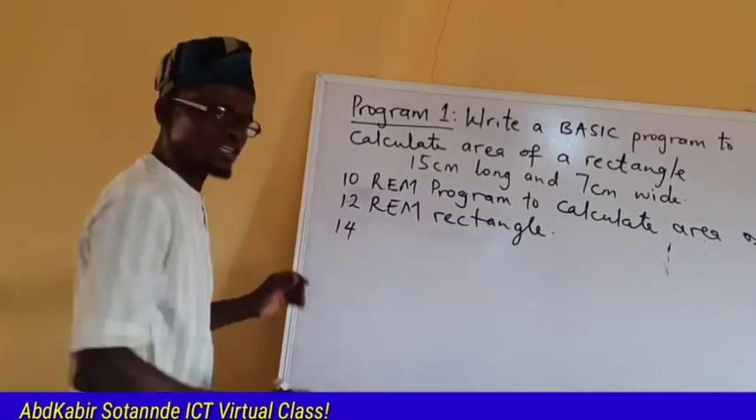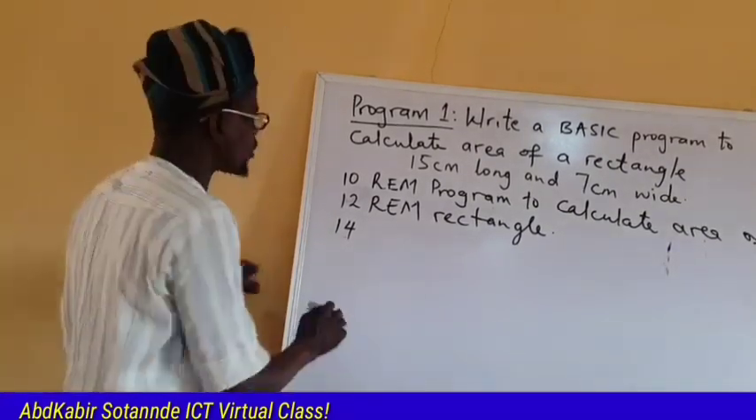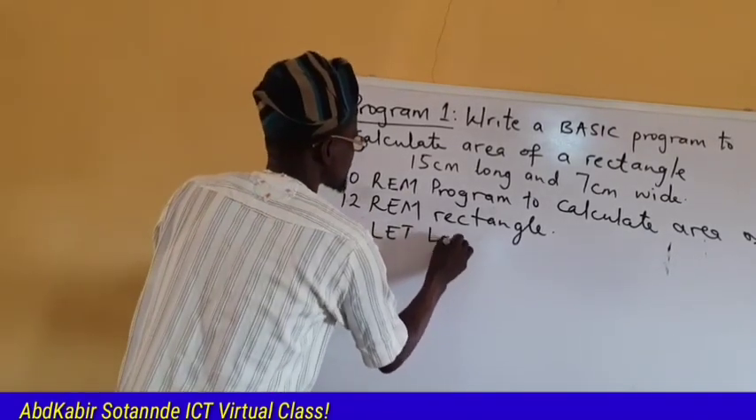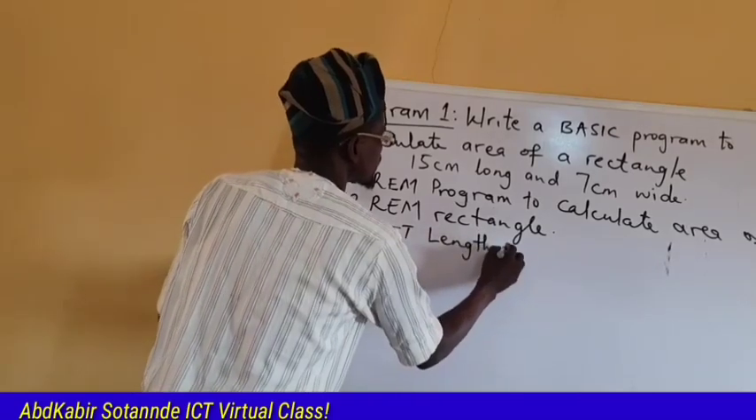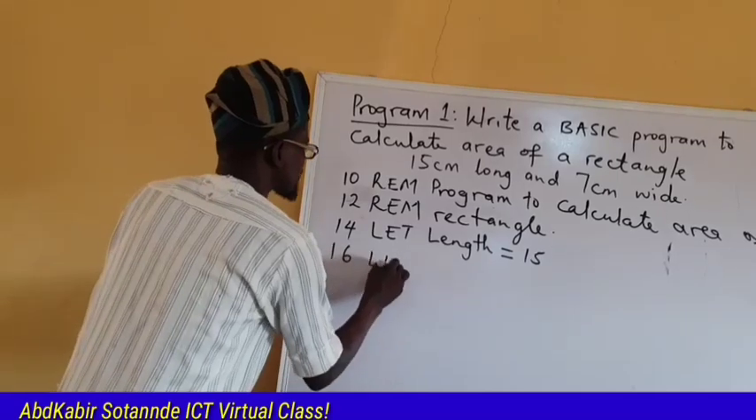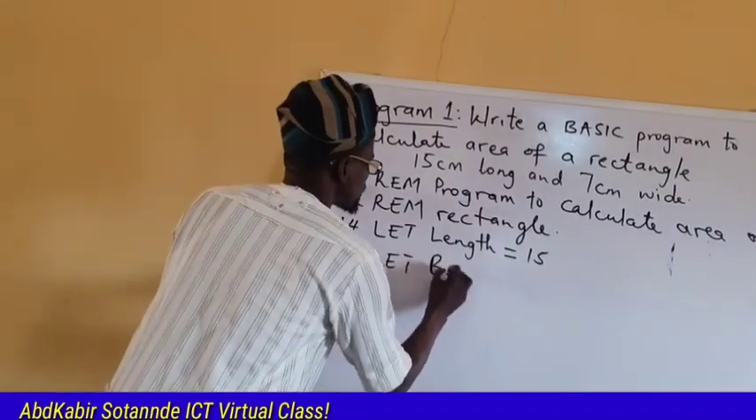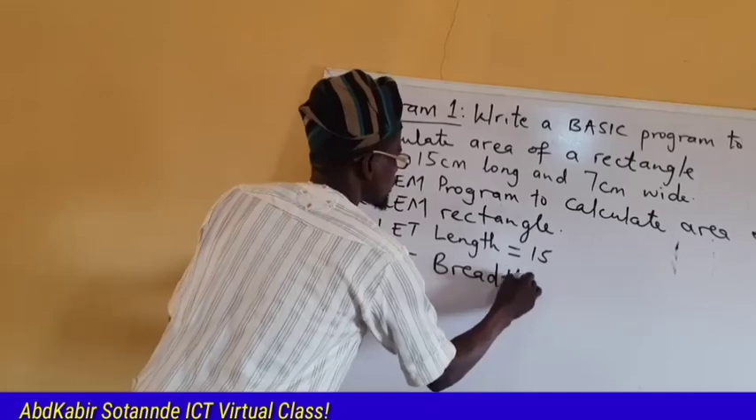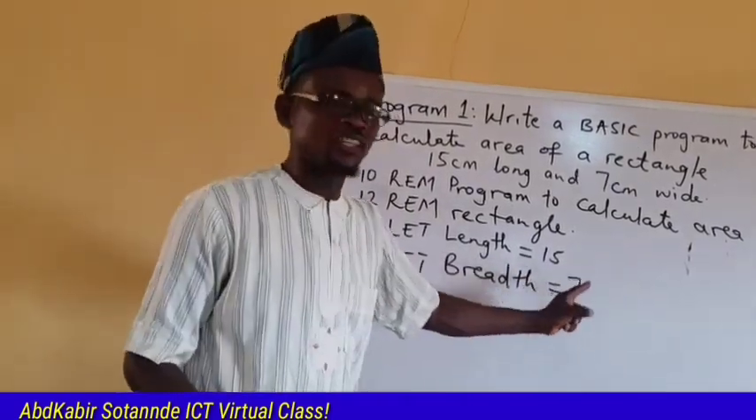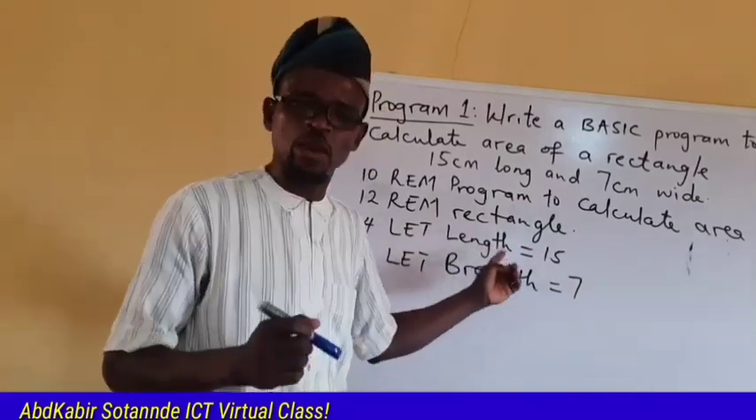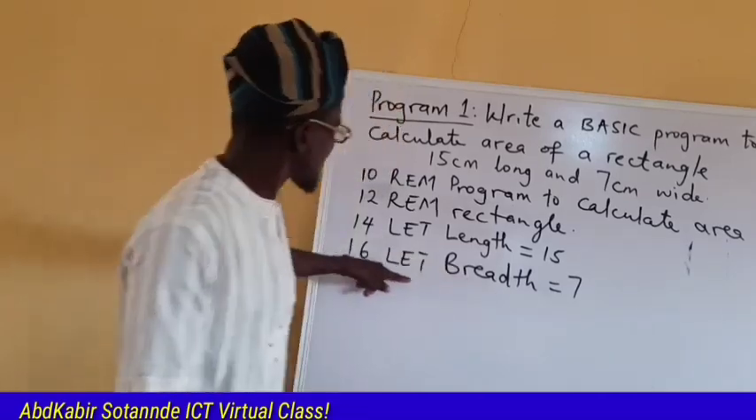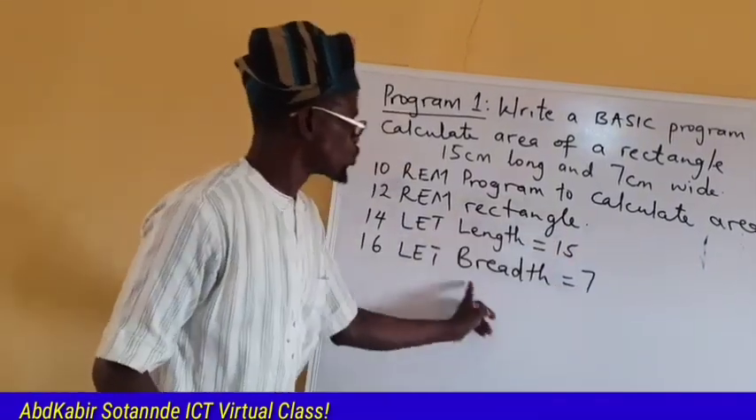Let me call this one 14. We are going to use a statement called let. Let length equals 15. 16. Let breadth equals 7. This statement will assign the value 15 to a variable name, length. And in the next line, this will assign 7 to breadth.